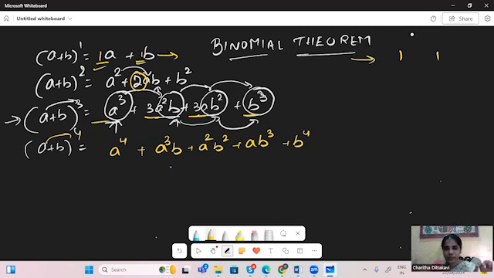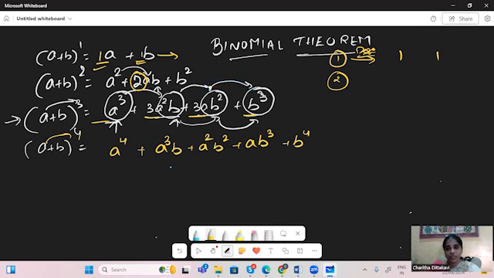Next, observe, we have three terms if the power is 2. Now observe the degree here. If the degree is 1, we have 2 terms. If the degree is 2, how many terms do we have? We have 3 terms. Think about that one also. So we have 3 terms, 1, 2, 3, wherein the a power is decreasing and the b power is increasing, right?